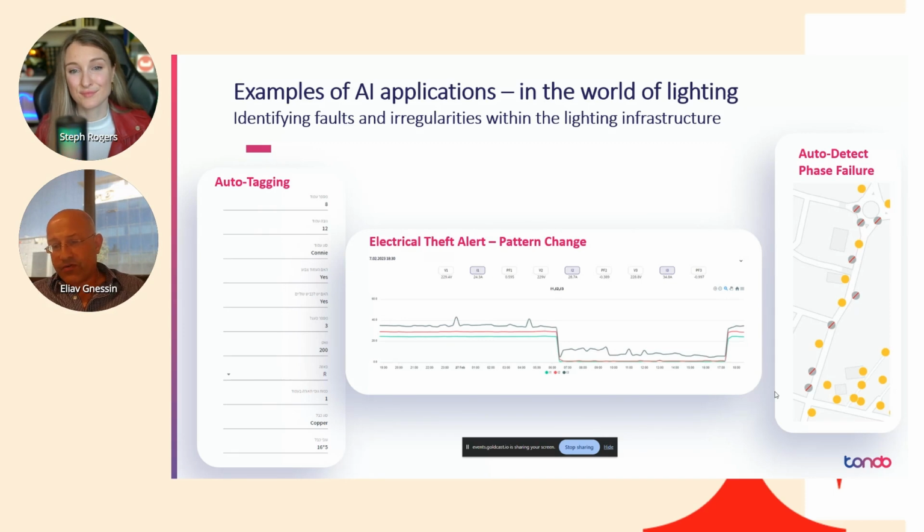You can see also on the right when a specific phase in a street has a problem. Sometimes the patterns are not really easy to see. Okay, and we are using analytics to actually discover these kinds of problems or issues in the electrical infrastructure. So these are just examples of how we utilize AI in the world of lighting.